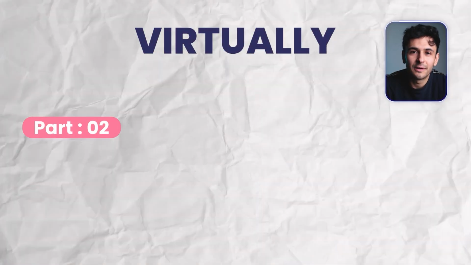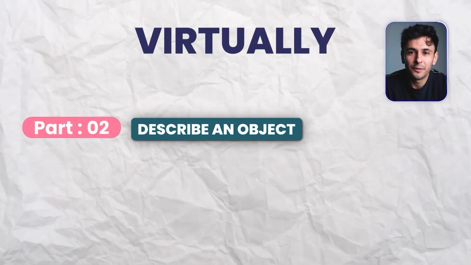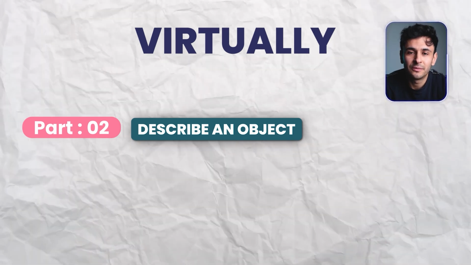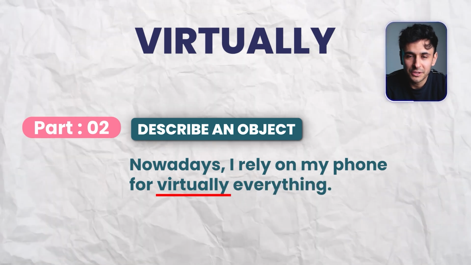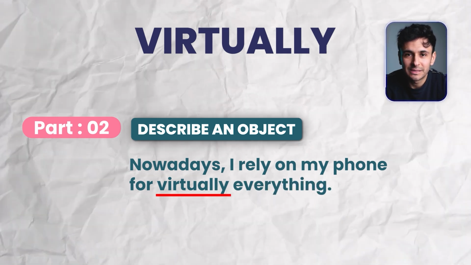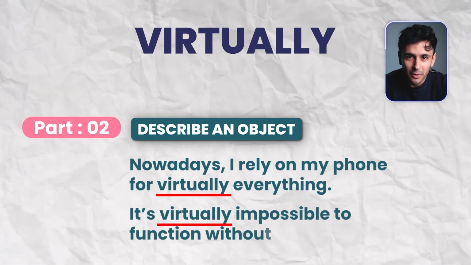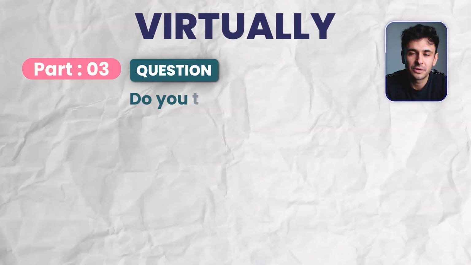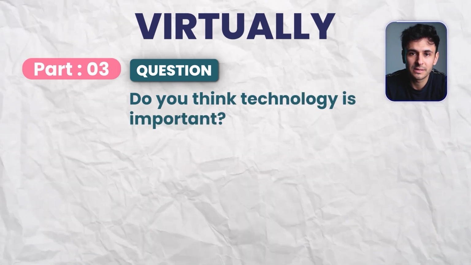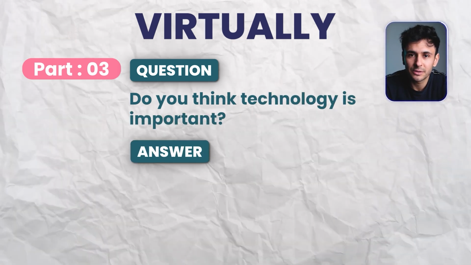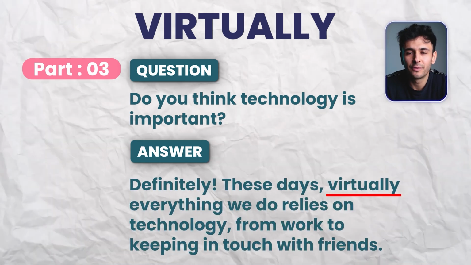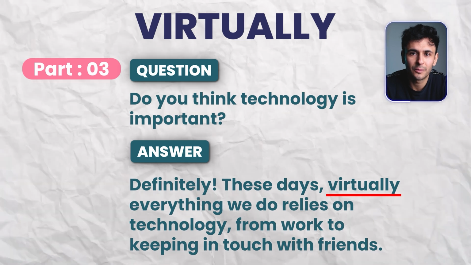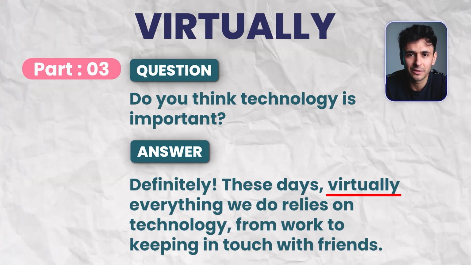In part 2, if you're asked to describe an object, your phone is probably the easiest thing that you could describe. So you could say, nowadays I rely on my phone for virtually everything. You could also say, it is virtually impossible to function without my phone. In part 3, the examiner might ask you, do you think that technology is important in our society today? So you could answer it by saying, definitely. These days, virtually everything relies on technology, from work to education to keeping in touch with friends.